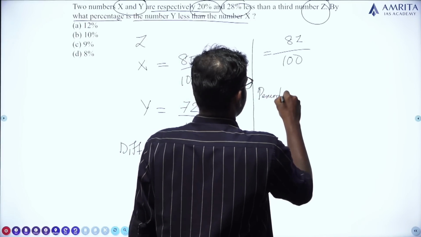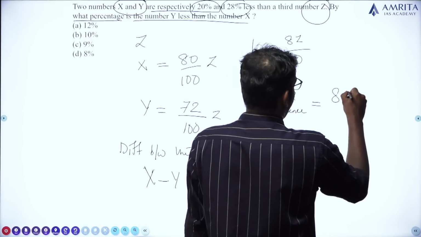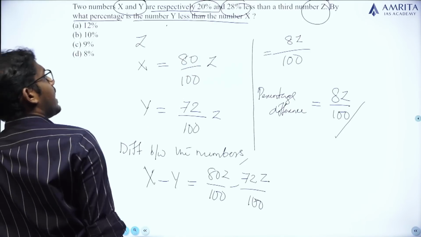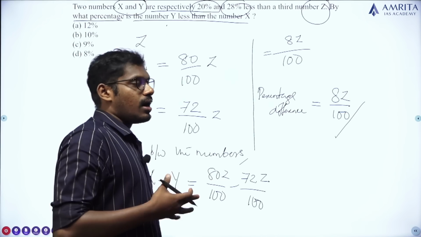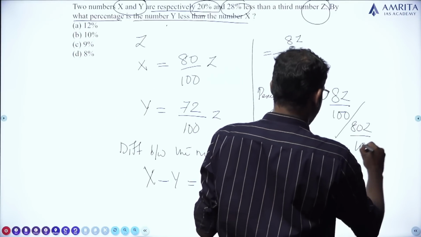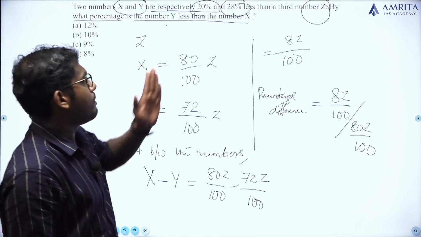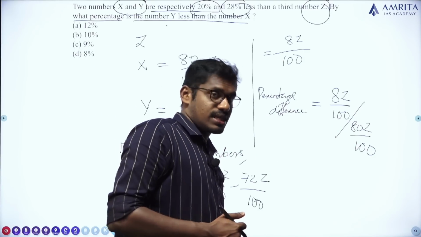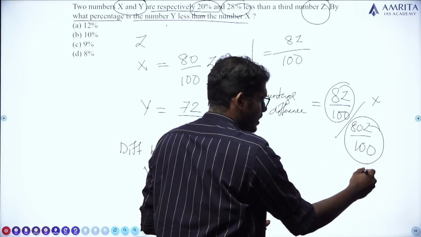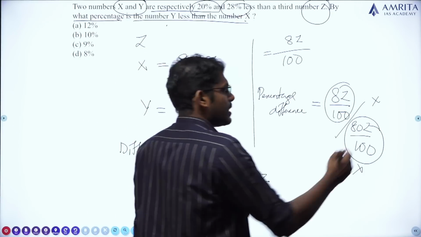So percentage difference is equal to, by what percentage? 8Z by 100 is the difference between these two numbers. By what percentage is Y less than the number X? So we are taking the percentage in terms of X, and the value of X here is 80Z divided by 100. In order to find by what percentage is the difference, we have to take the fraction of the difference over the value of X, into 100, because we have to take the percentage of difference in terms of number X.